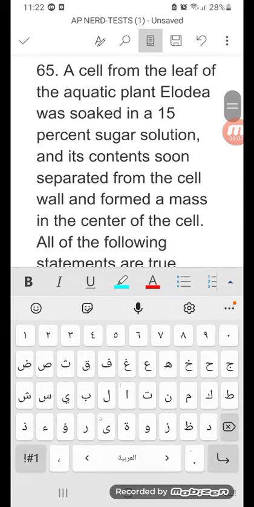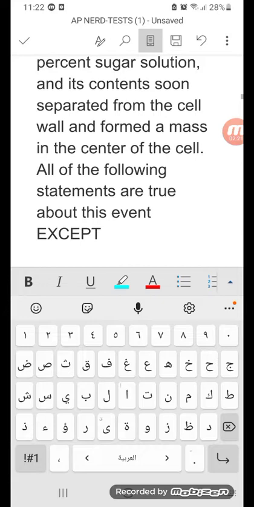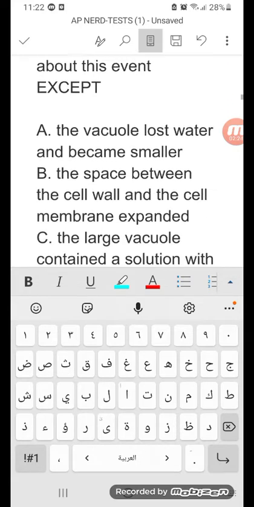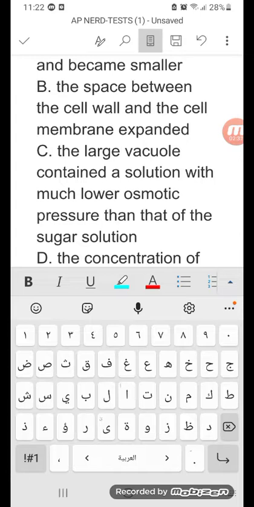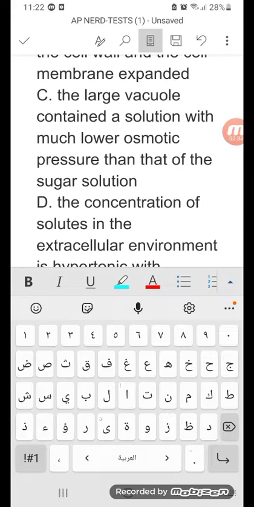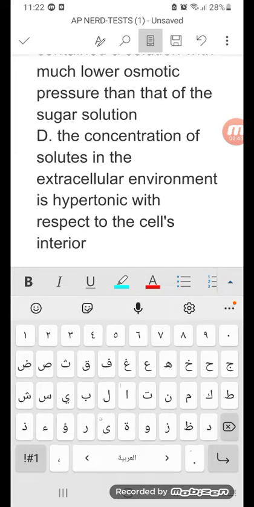A cell from the leaf of the aquatic plant Elodea was soaked in a 15% sugar solution, and its contents soon separated from the cell wall and formed a mass in the center of the cell. All the following statements are true except. Vacuole lost water and became smaller. Yes, this is true. Space between cell wall and the cell membrane expanded. Yes, the plasmolysis. Larger vacuoles contain the solution with much lower osmotic pressure than... That's also true. The answer is D, the concentration of solutes.